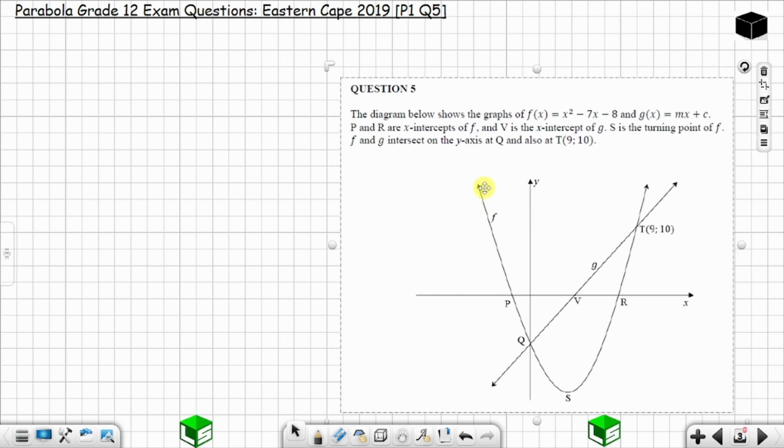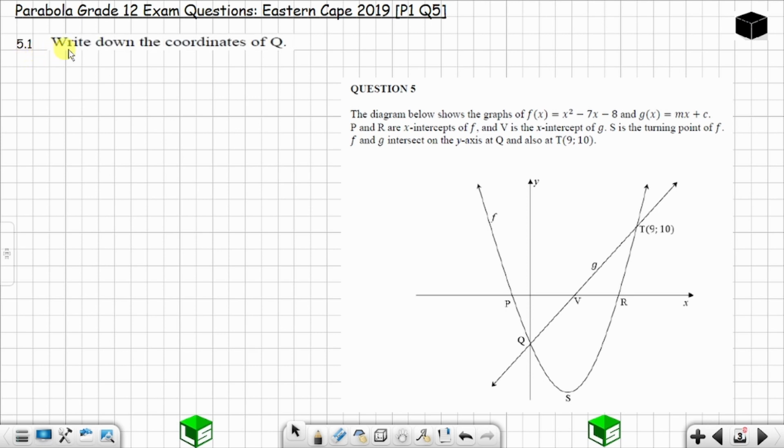Okay, so you have the graph of f, which is a parabola, and you also have the graph of g, which is a line. You can see the x-intercepts of f are P and R, and the x-intercept of g is V. The graph of f and the graph of g intersect at Q and T. Now 5.1, the question is: write down the coordinates of Q. The question is 1 mark.